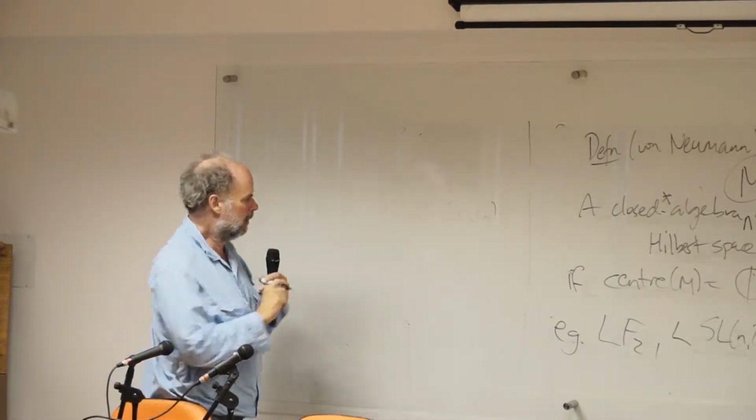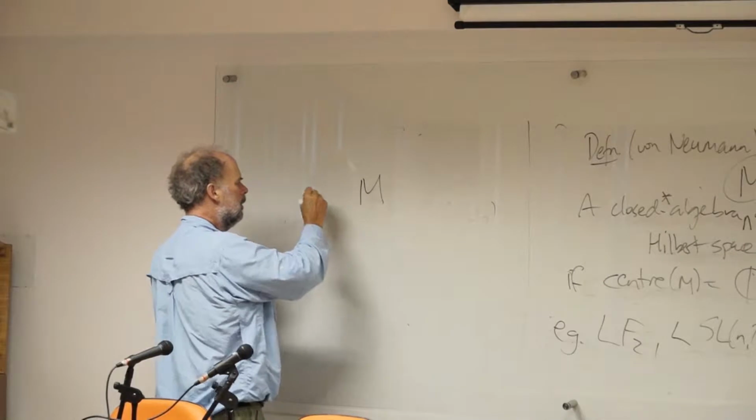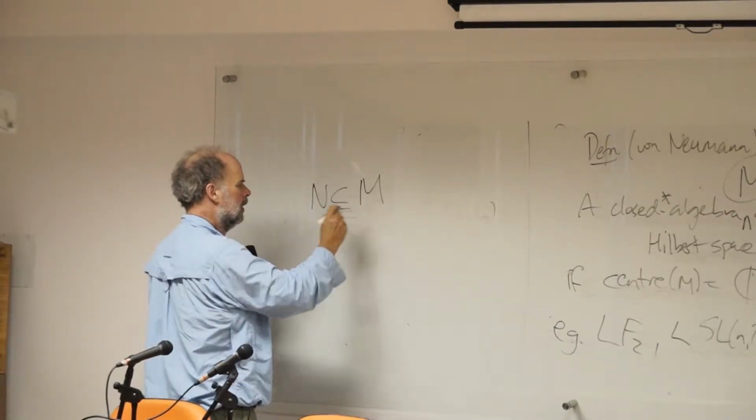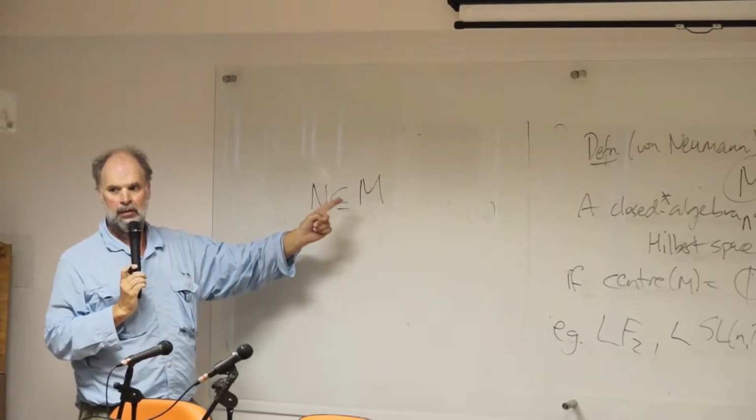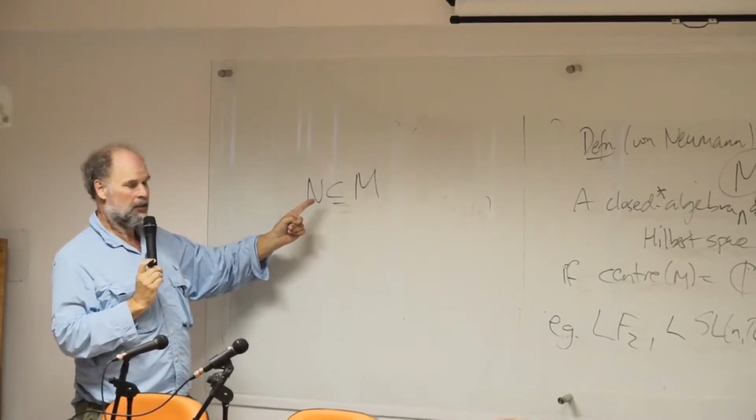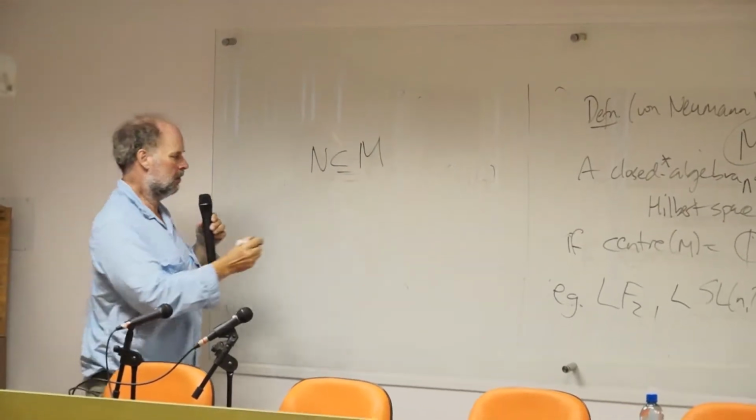So if this is a factor, M, a subfactor is just simply a subalgebra of it, which is a factor in its own right. So it's a big one that has no center, and a small one contained in it that has no center. So this is a subfactor.